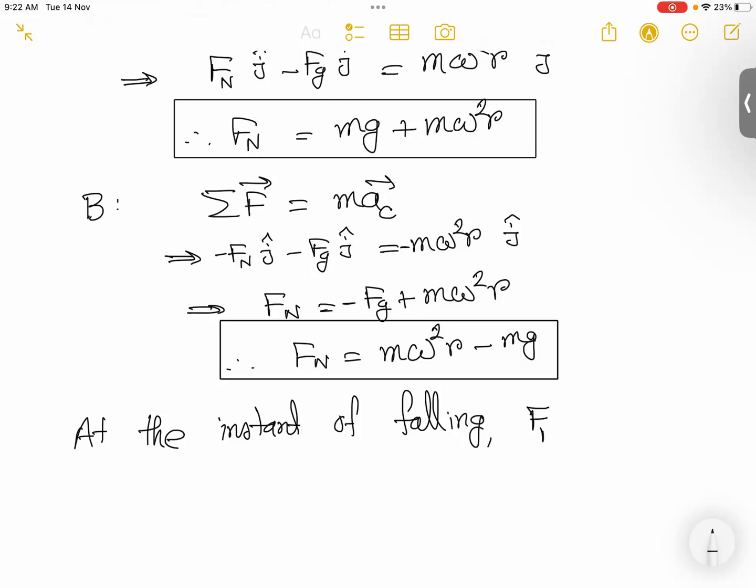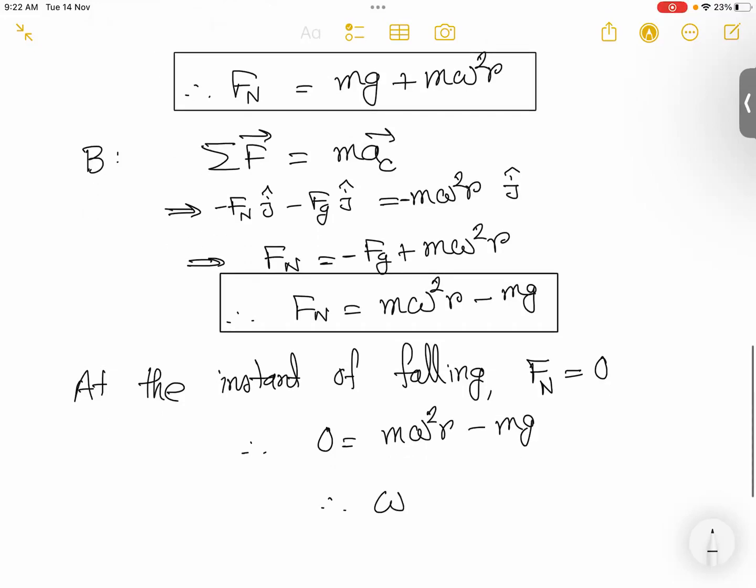Normal reaction force is a contact force, right? If you are not in contact with the surface, if you are jumping, the normal reaction force is 0, right? So setting 0 there, you get m omega square r minus mg equals 0. So you'll get omega equal to root over g by r. Okay, and let's call that the critical omega.